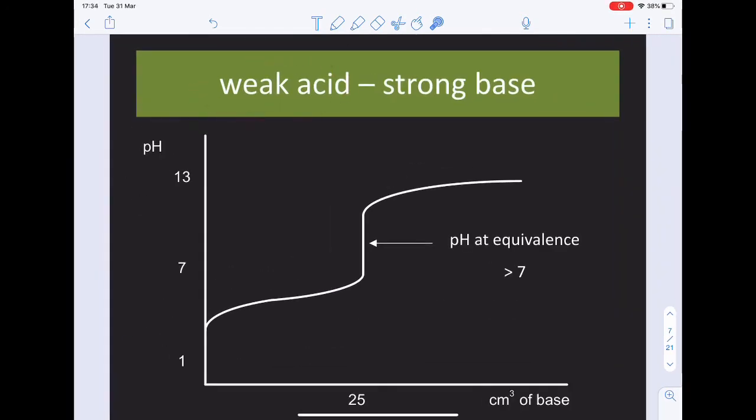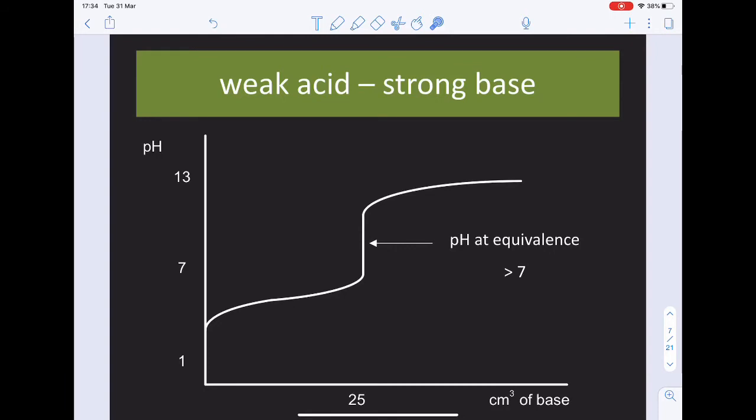So for a weak acid and a strong base like ethanoic acid and sodium hydroxide we saw earlier, the pH curve, assuming that we're going to add alkali to the acid, will look like this. We start off with a pH which is further up, and we're going to end up with a pH closer to 13 than the one with the strong acid and weak base.